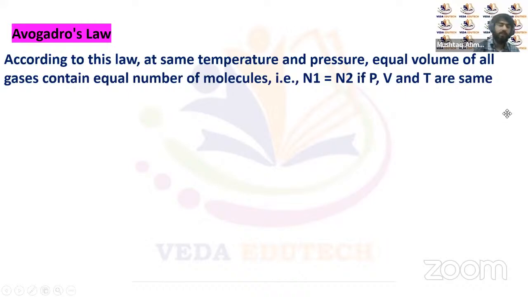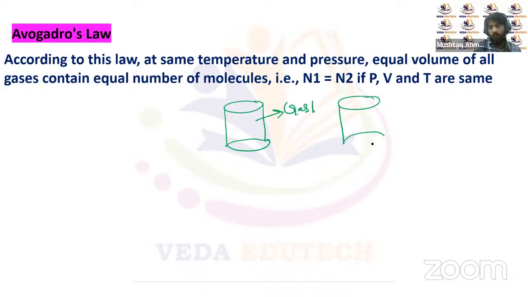Avogadro's law states that at same temperature and same pressure, if we have two containers, container one and container two, and in the first container we have some gas one and in the second container we have gas two. Let's suppose we have hydrogen gas here and oxygen in this container, right?